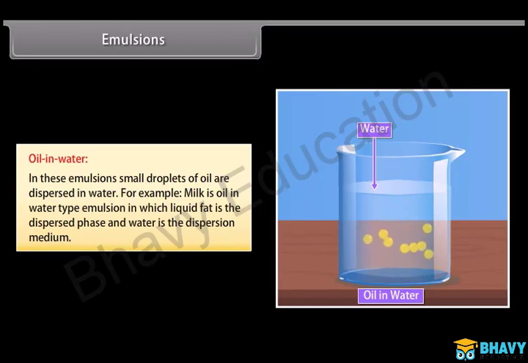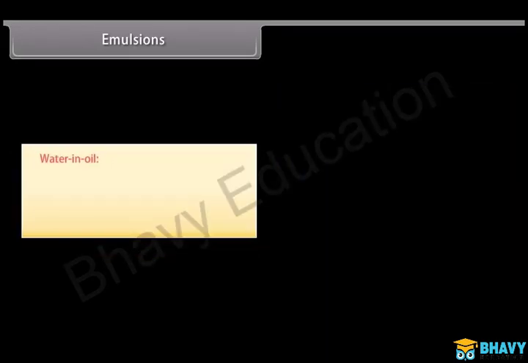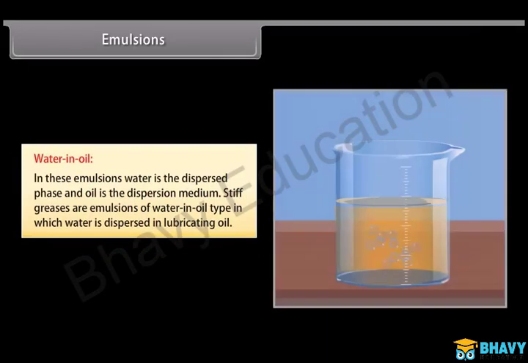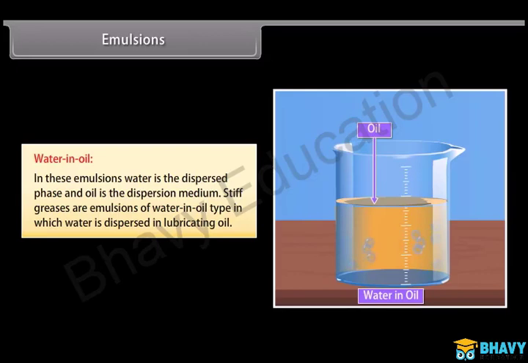is the dispersion medium. Water in oil. In these emulsions, water is the dispersed phase and oil is the dispersion medium. Stiff greases are emulsions of water in oil type in which water is dispersed in lubricating oil.